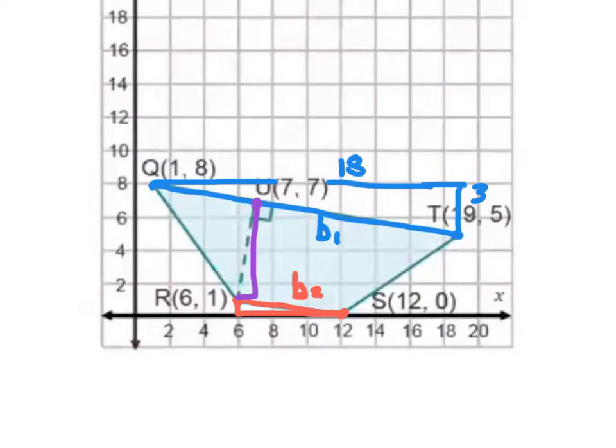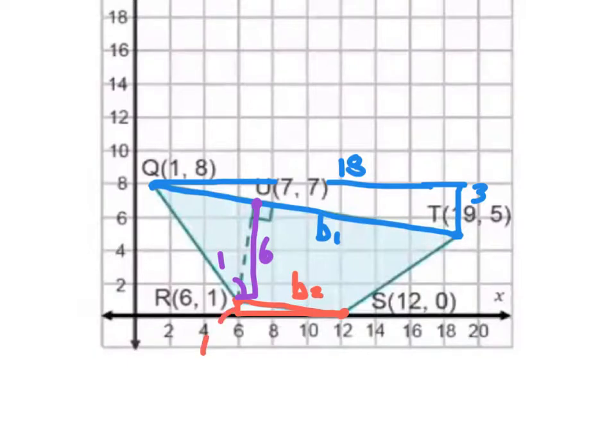Over here, from my height, going from 6 to 7 on the x, this distance here is 1. And then the long length right here is going to go from 1 to 7, which is a length of 6. And then what I have from R to S, I have this vertical length here, which goes from 1 to 0, which is just going to be a length of 1.